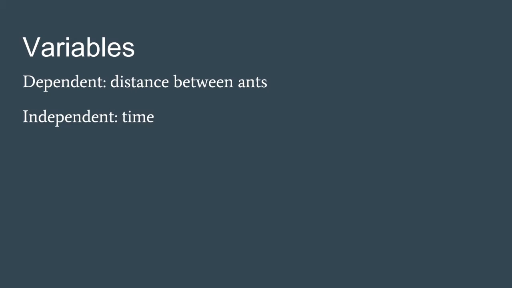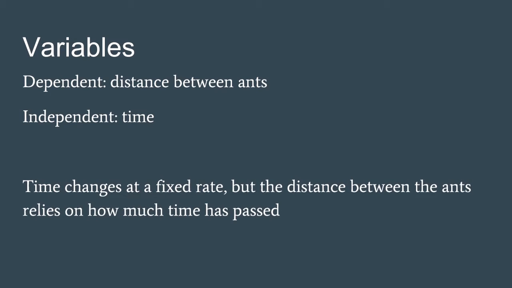Our independent variable is time because time cannot be affected by anything, while our dependent variable is the distance between the ants, because the distance between the ants is dependent on time. As time increases, the distance between the ants will also increase.